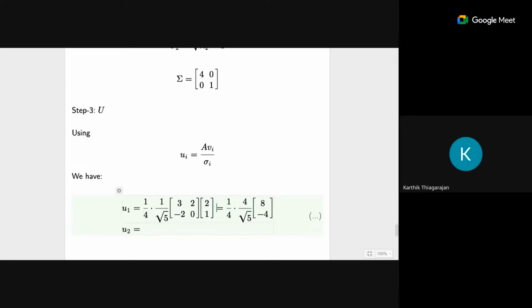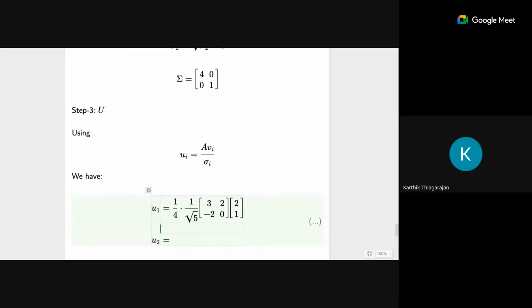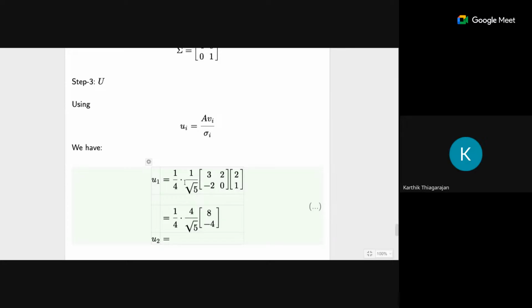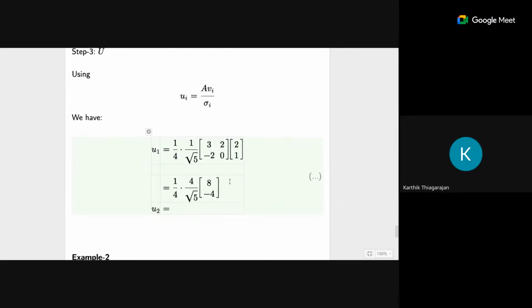Sorry, once again, I'll just move these things to the other side so that it becomes less cluttered. So this is 1 by 4 sigma i into A v i, correct? In that matrix it will be 2 minus 1, 2 minus 1, correct? Yes, sir. Extra 4 is over there, sir, in the numerator of root 5. Okay, got it.